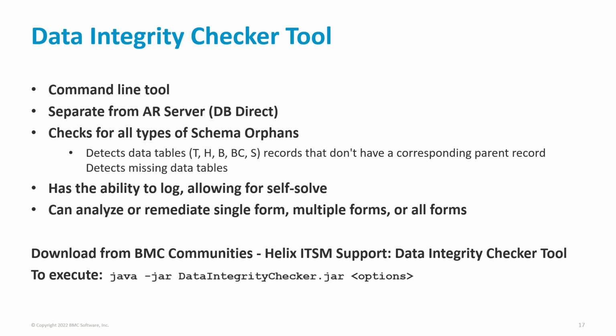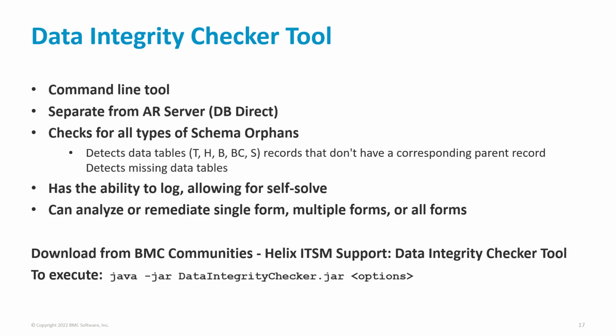You can analyze and fix a single form, multiple forms by providing a list of forms, or just have it do all the forms. So you can decide how much you want to do all at once. You can go ahead and run the analysis, find out how big of a problem you have, and then start small. Maybe just fix a single form at first, and then decide whether you want to give it a list of forms or just go ahead and do all of them.